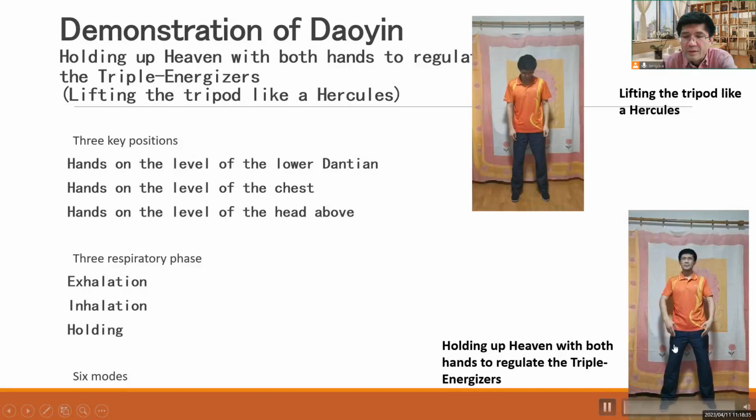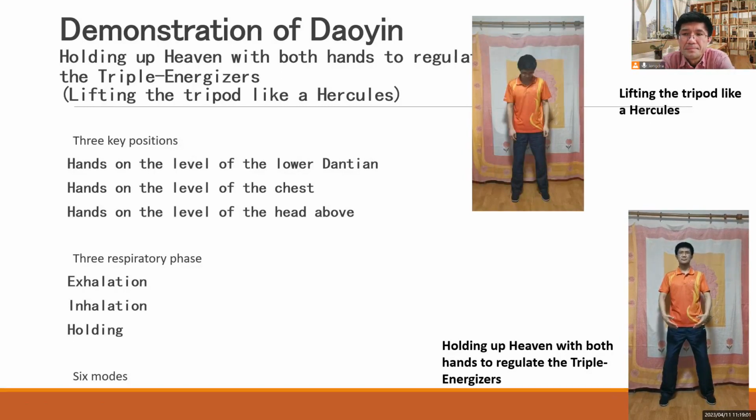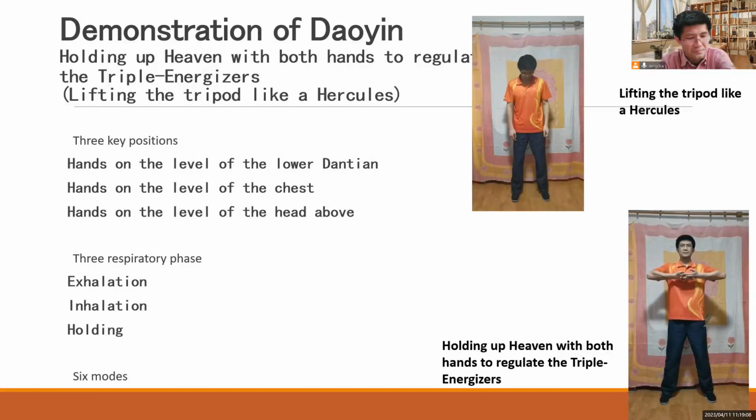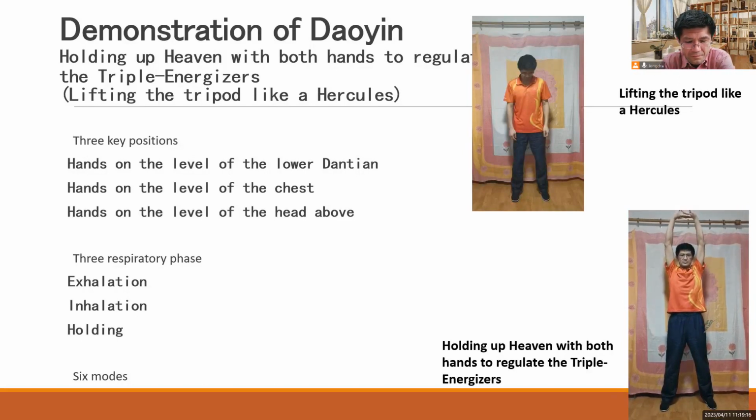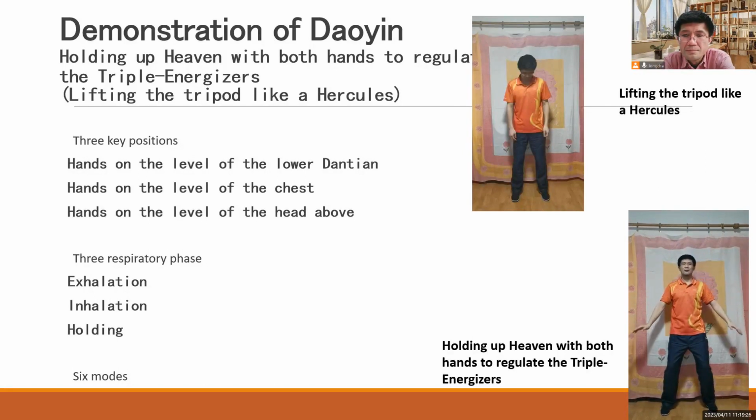First one is holding up heaven with both hands to regulate triple energizer, which is the first part of the Baduanjin.